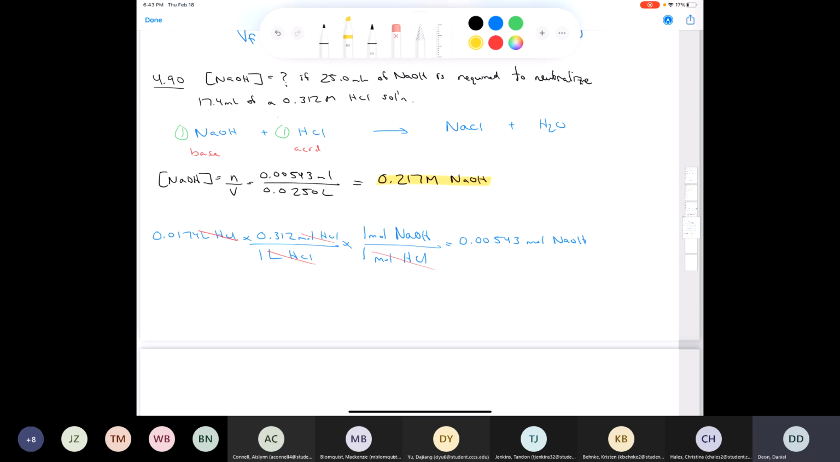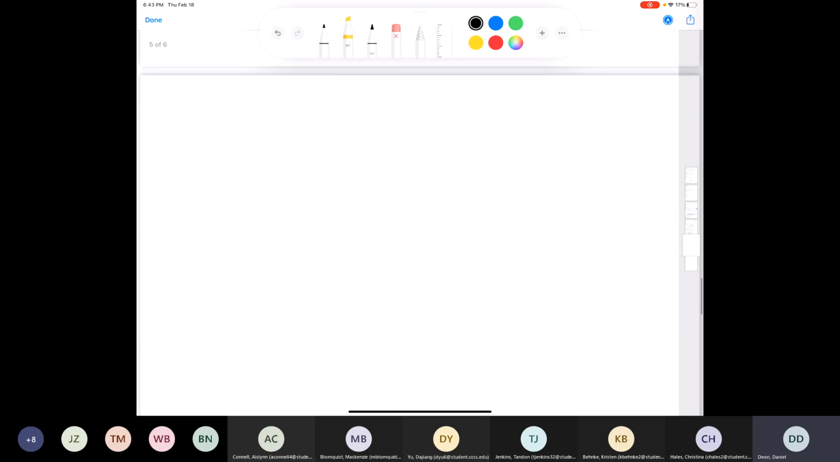So 4.91. It says calculate the volume in milliliters of a 1.420 molar solution required to titrate the following. So if you have 1.420 molar sodium hydroxide, how much is it going to take? Your volume of sodium hydroxide is going to be what? That's required to titrate 25.00 milliliters of a 2.430 molar HCl solution, like that.